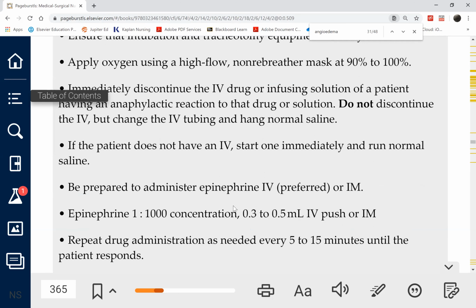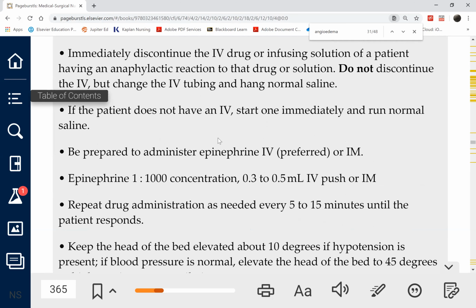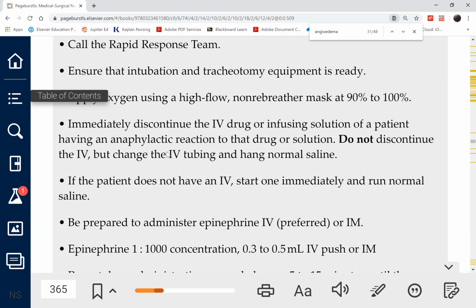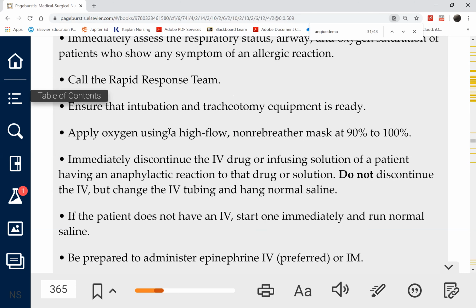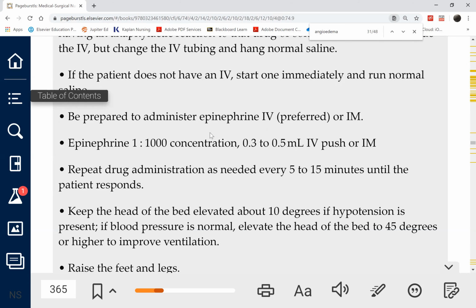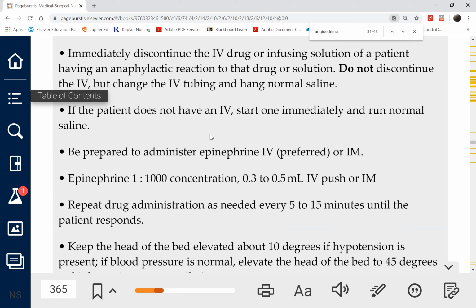Okay, so I'm glad we got that understood. So after you stop the drug, you assess airway, call rapid response. Well, you can't leave the patient, so you just have to ask somebody to yell for help. Get the equipment, the crash cart in there in case we need it. Then you put on the oxygen, and what drugs will be given? First, epinephrine. All right, it's always epinephrine. This is the concentration.